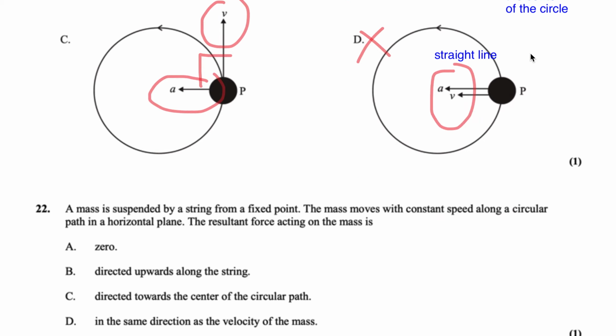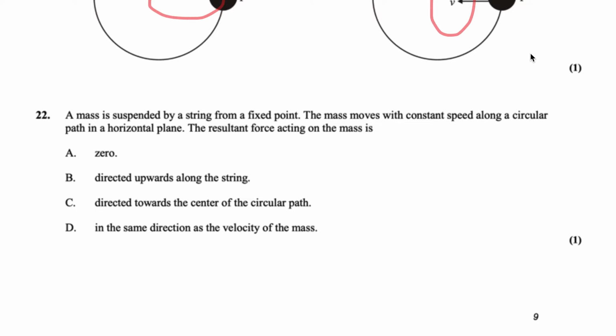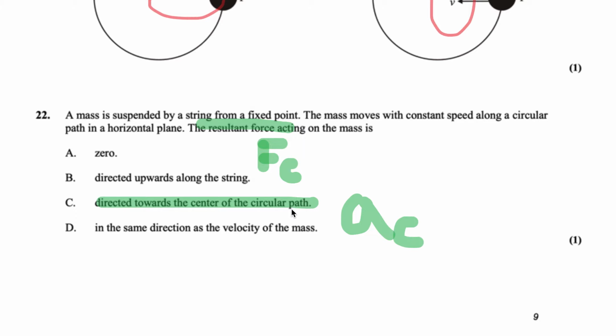And for question 22, they ask you the resultant force on the mass. The resultant force acting on the mass is just the centripetal force Fc. Centripetal force is always directly towards the center of the circular path. This is exactly the same as Ac, the centripetal acceleration, which is also directly towards the center of the circular path.